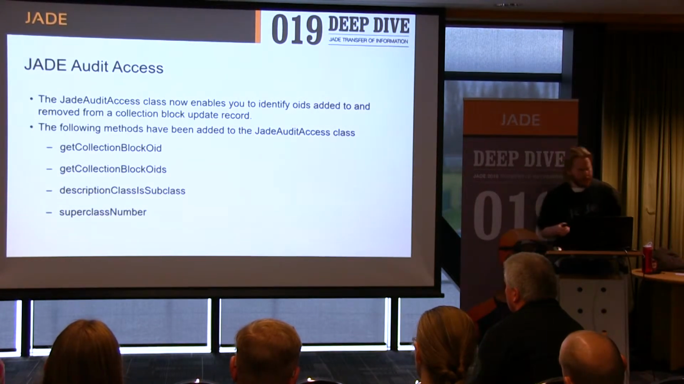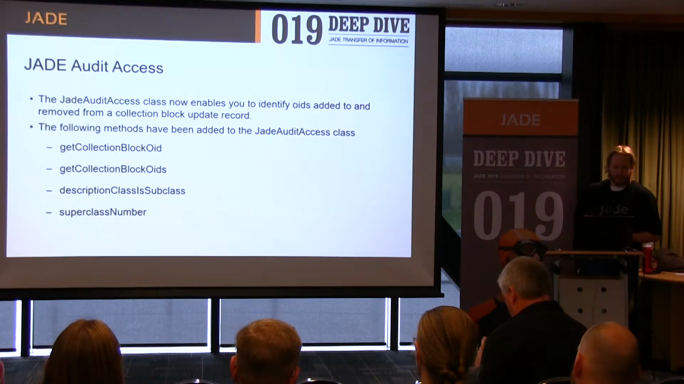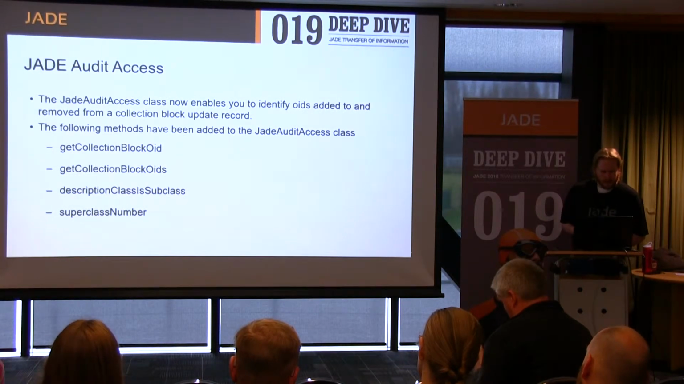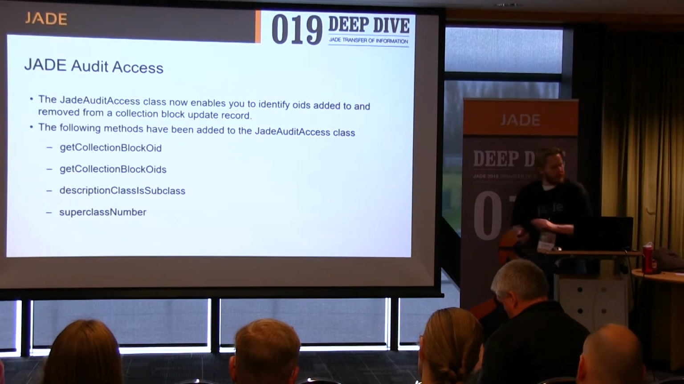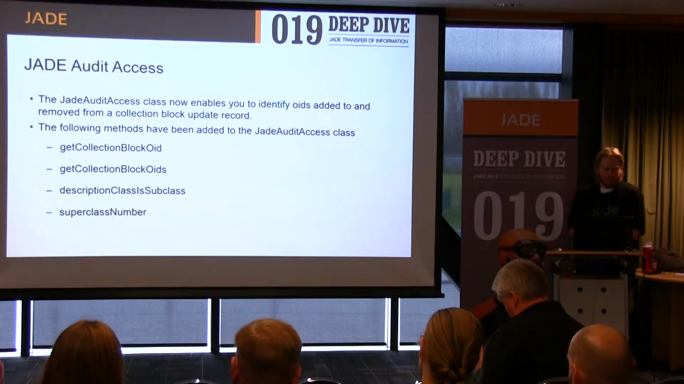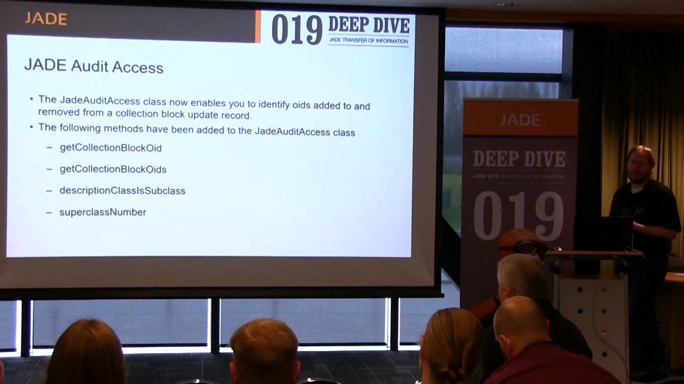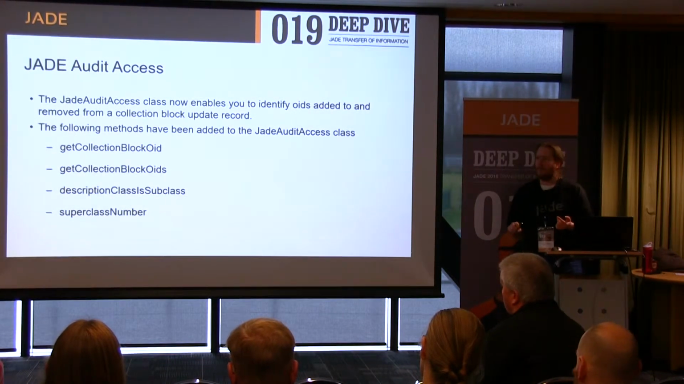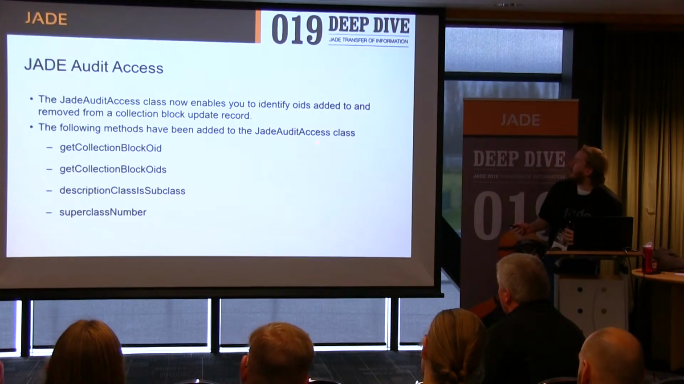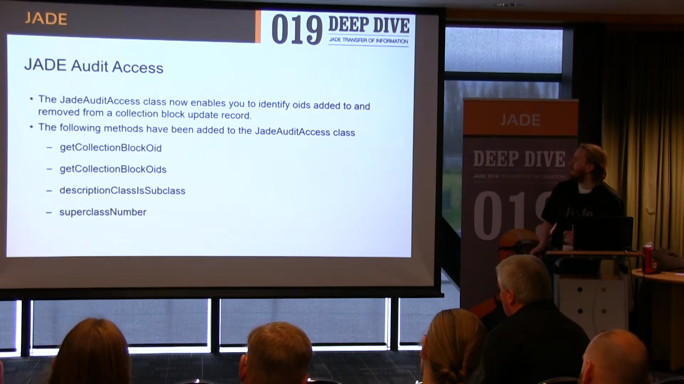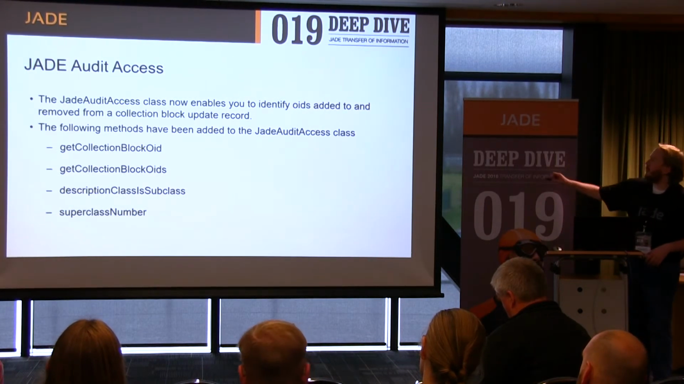Now, the last one is actually just a small one because we're about to have lunch. Jade Audit Access: you can now identify OIDs that are added to and removed from collection block update records. So we've just got a couple of extra methods on Jade Audit Access. Get collection block OID, get collection block OIDs for all of them. You can find out if the description class is a subclass, and you can get a superclass number. So those methods do that.